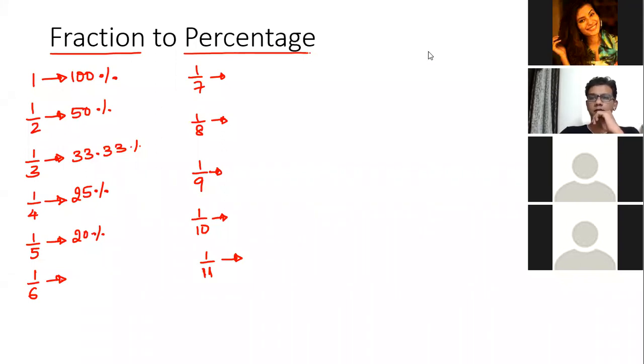Are you guys done with this? Everything? I hope no one's using calculator for this. Okay, great. So 1 by 5 is 20. What's 1 by 6, guys? 16.66%. Okay. What's 1 by 7? 14.28%. What's 1 by 8? 12 point. Nuha, not 12.25. Ayushi, not 12.25. 12.5.